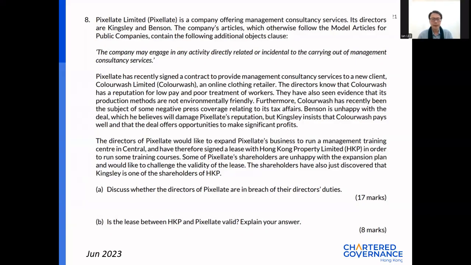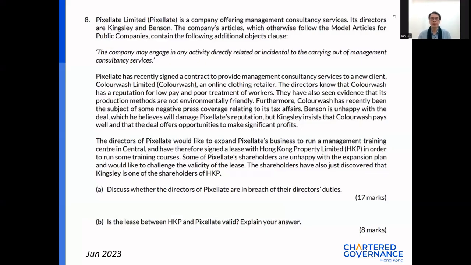So Pixelet has, as you can recall, objects of a company now is no longer compulsory. So it's entirely up to the company to decide whether to write them down. If they do put down their objects, then they need to follow them, obviously. So this seems to be one of those situations.